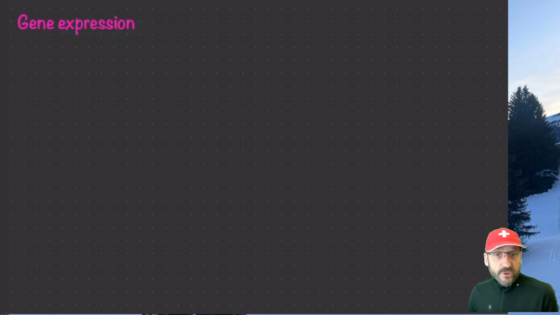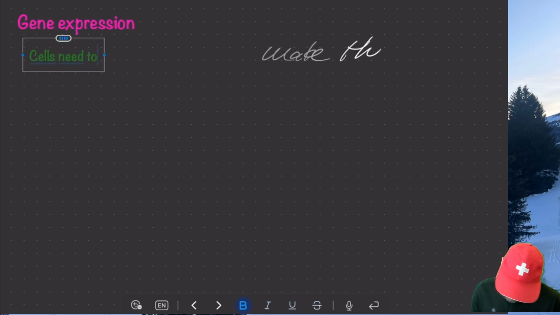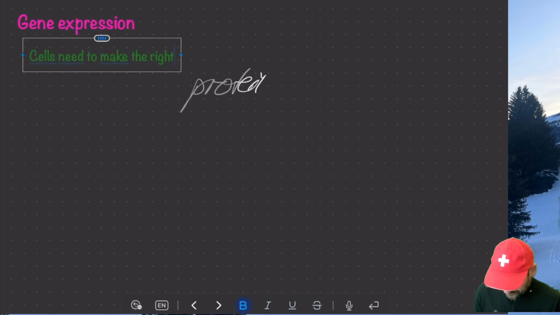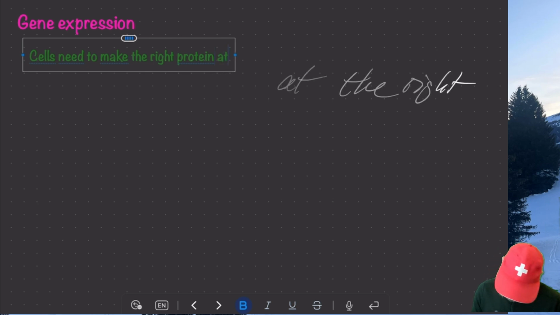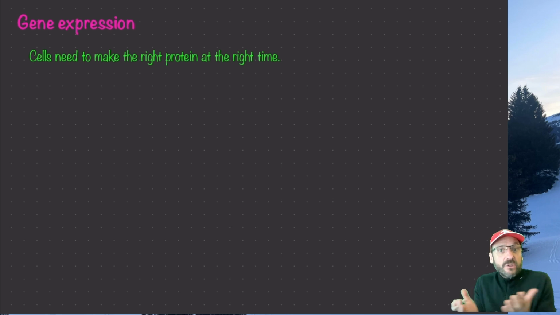It is important for genes to be very well regulated, when they should be expressed, when we need to make protein out of them. Cells need to make the right protein at the right time. It's the cells themselves that control which genes are going to be expressed, because we don't express all the genes, just some of the genes are expressed, the ones we need.